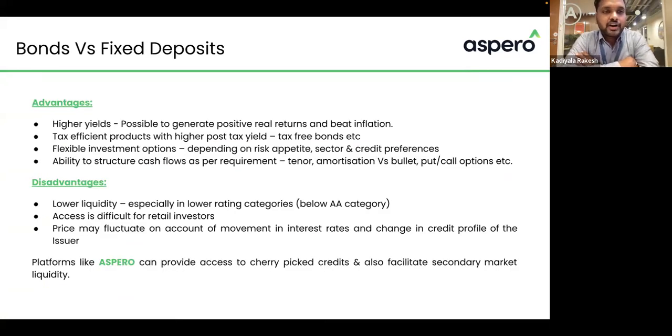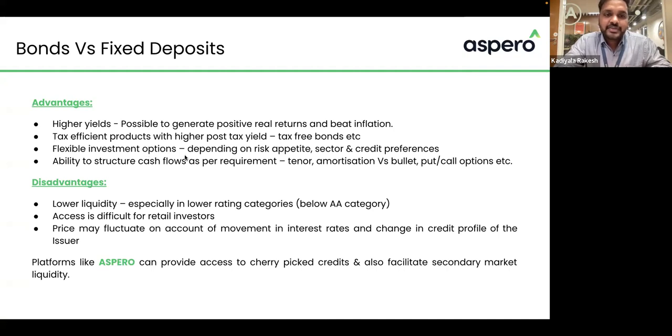So here we'll talk about the comparison between bonds and fixed deposits. I believe most of you have already invested in FDs. So we'll discuss the advantages and disadvantages here. Coming to the advantages, higher yields are possible, generating positive real returns and beating inflation. As I mentioned, these are fixed income instruments. They are tax efficient products with higher post-tax yield, like tax-free bonds. There are various types of bonds, like tax-free bonds, that you can consider.